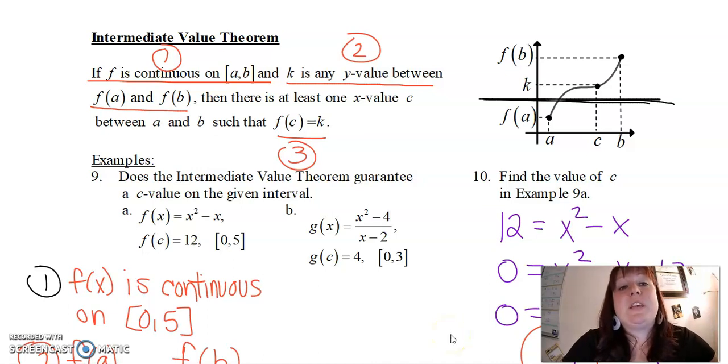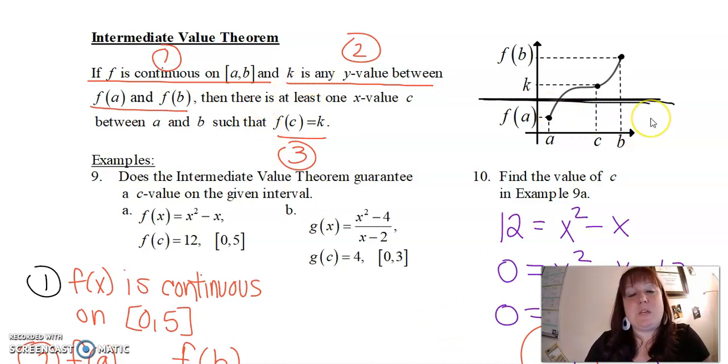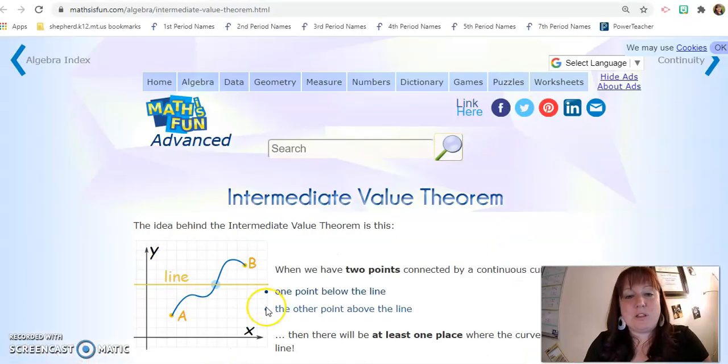Let's talk a little deeper about the intermediate value theorem. So I gave you the big calculus mathy definition that if a function is continuous on an interval a to b, and k is some value in between f of a and f of b, then there's at least one x value c between a and b such that f of c equals k. What? All right, I'm going to show you something that might help a little bit.